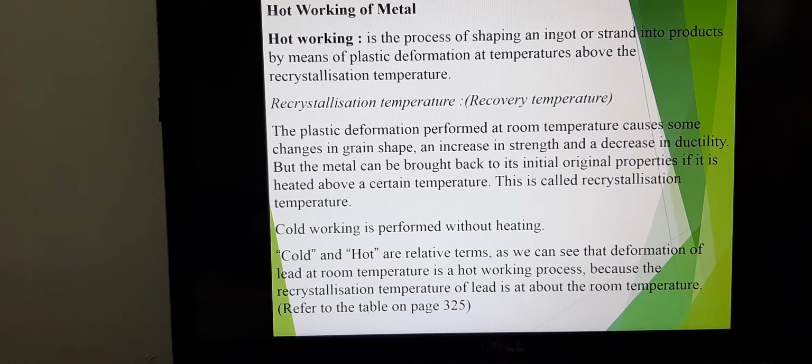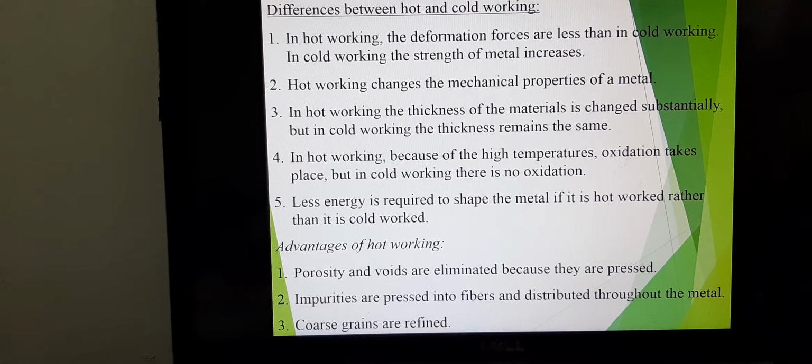So like I just mentioned to you, in hot working, deformation forces are less. You need less deformation forces. Why? Because you have heated the material to above recrystallization temperature. Material is in semi-solid state. So the amount of force needed to shape it is minimal. Whereas in cold working, you need extremely large forces to shape the material.